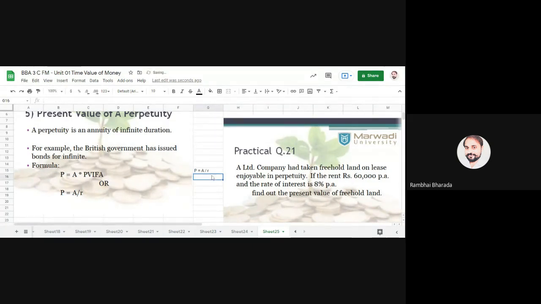Just 1 minute, I know the time is over, but it will take only 1 minute. 60,000 divided by 0.08. 7 lakh 50,000 like this. Are you sure?